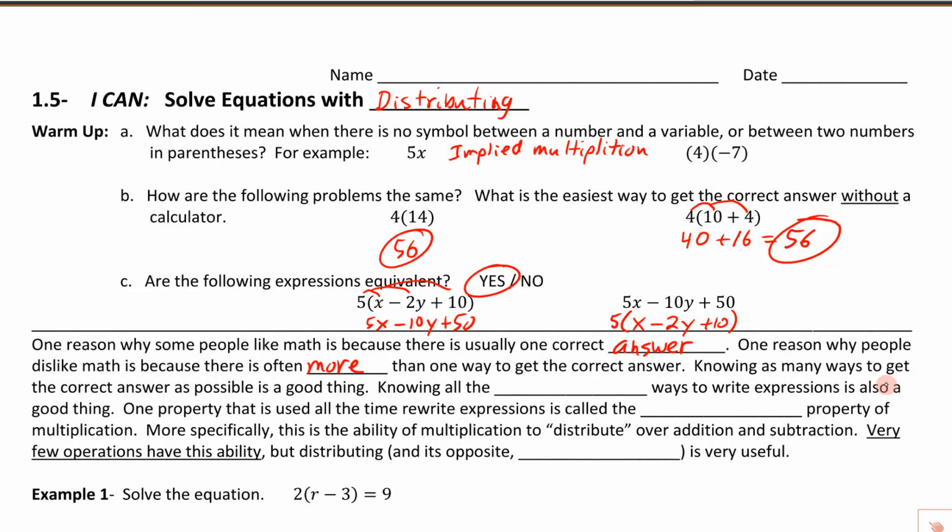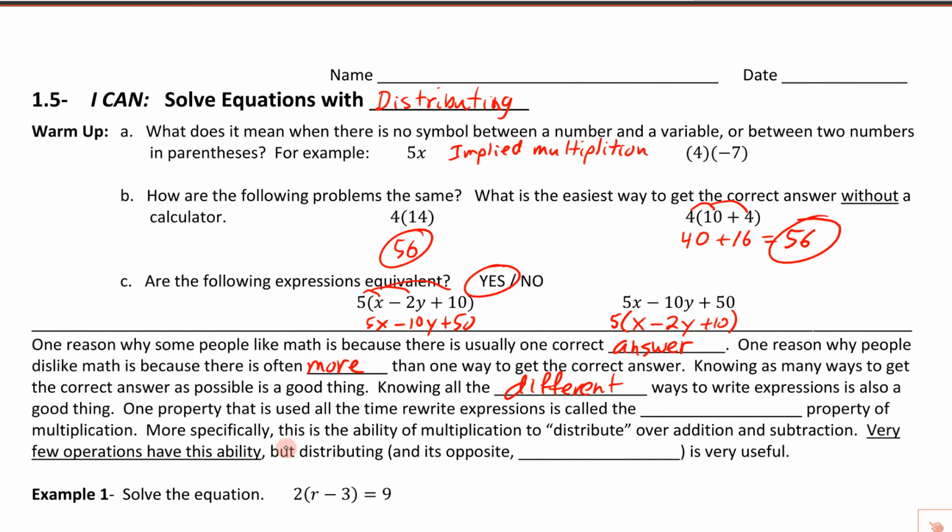If you've got a lot of different tools in your toolbox, a lot of different methods to solve things, then that's great. And knowing all the different ways, so let's write the word different right here. Knowing all the different ways there are to write an expression, that's also a good thing. So it's a good idea to have a lot of tools for solving equations, for answering problems. It's a good idea to be able to write expressions in a bunch of different ways.